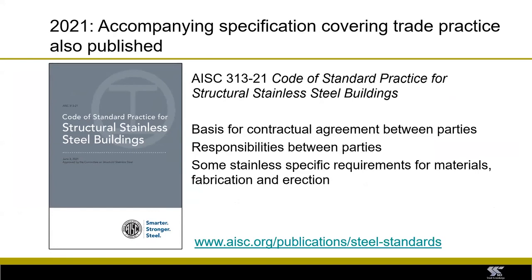It has an accompanying specification in the style of AISC design specs, which is called the Code of Standard Practice for Structural Stainless Steel Buildings, which basically covers trade practices, the contractual arrangements between parties.